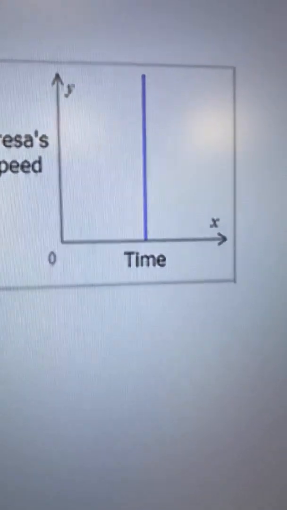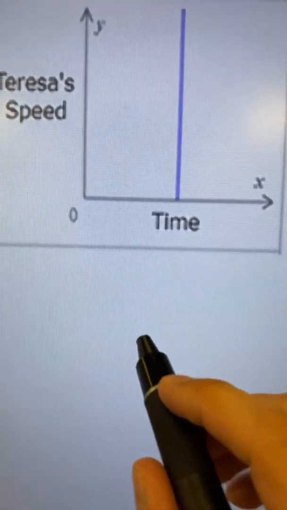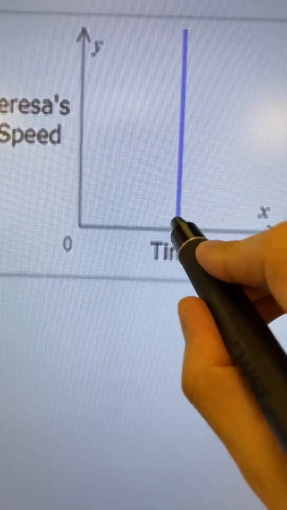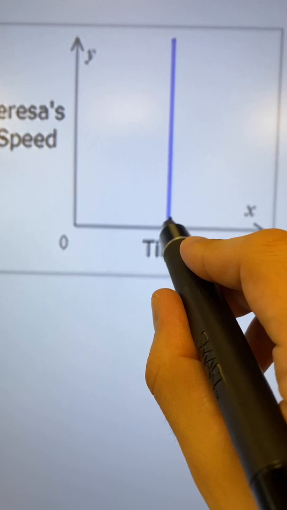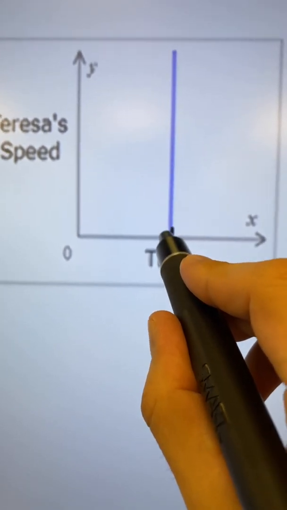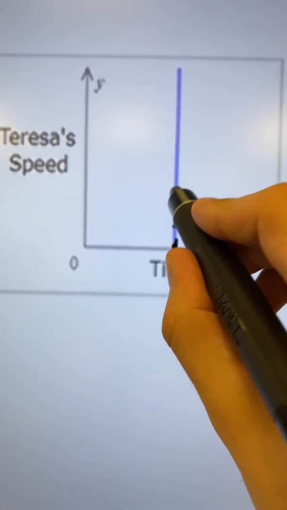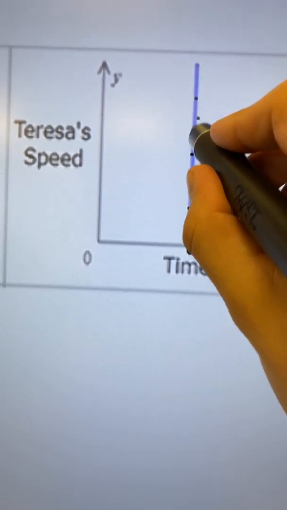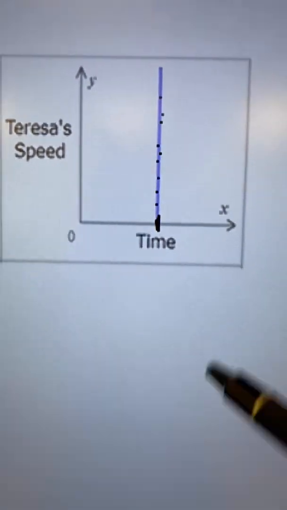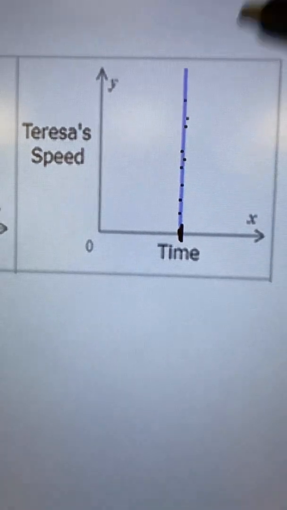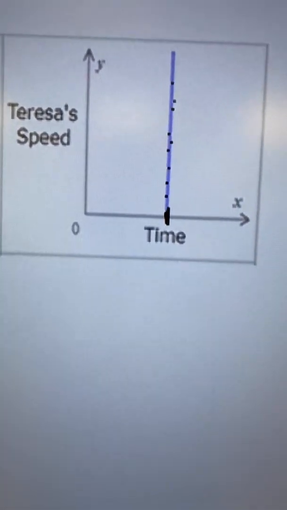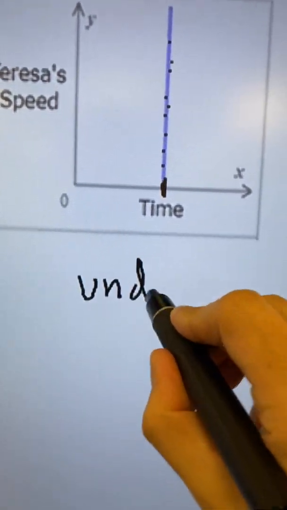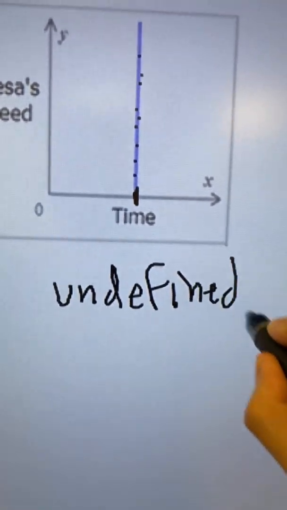And then in this fourth one, you can see in this case that they're saying that at a specific moment in time, let's say it's exactly 30 minutes of time, at exactly 30 minutes when she was driving, we're saying that she had all these different speeds at the same time. It doesn't make sense. It's like saying you were going 40 miles per hour and 50 miles per hour and 60 miles per hour and 70 miles per hour all at the same time, which is not possible. So this one is undefined here.